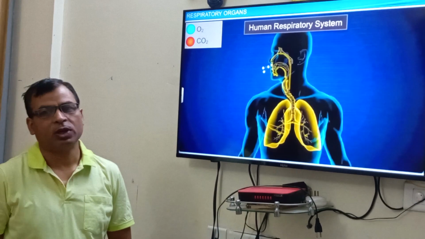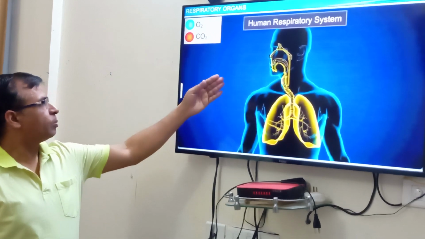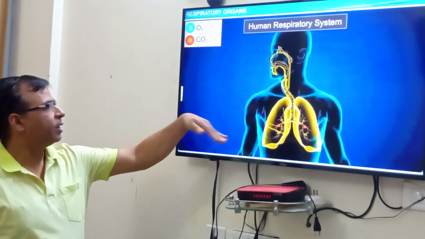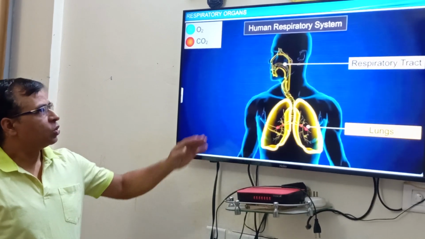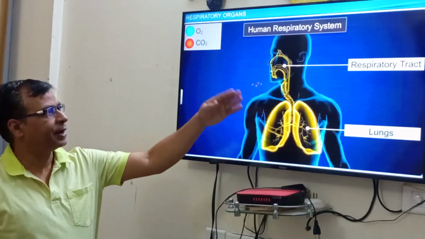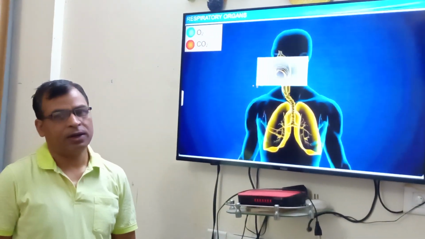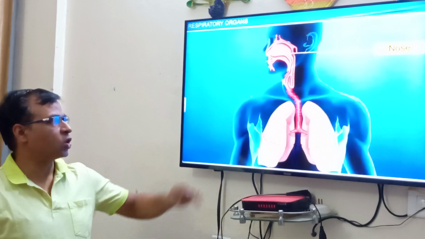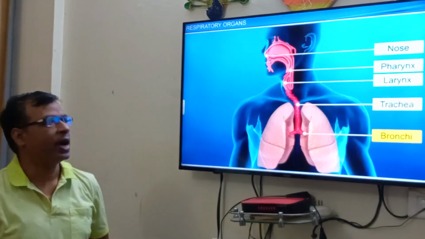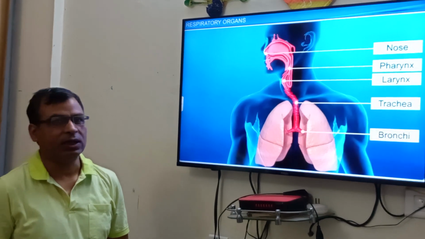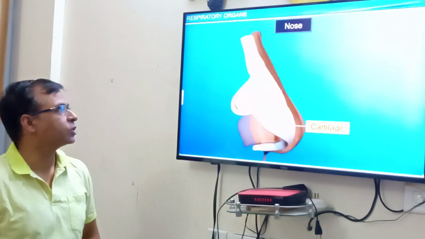The human respiratory system is well developed, and it is the process of inhaling oxygen and exhaling carbon dioxide. It consists of the respiratory tract and lungs. The respiratory tract consists of the nose, pharynx, larynx, trachea, and the bronchi. These are the parts of the respiratory tract of human beings.